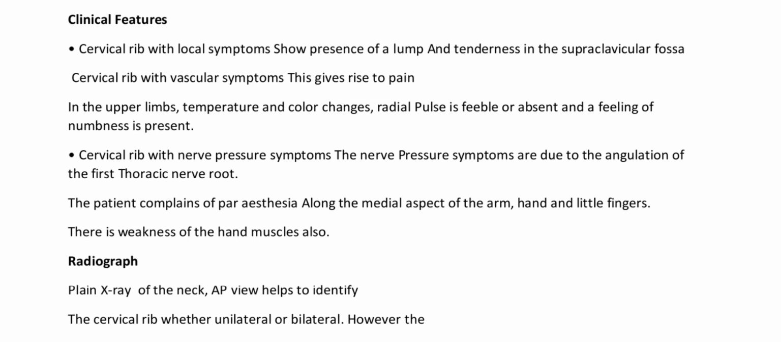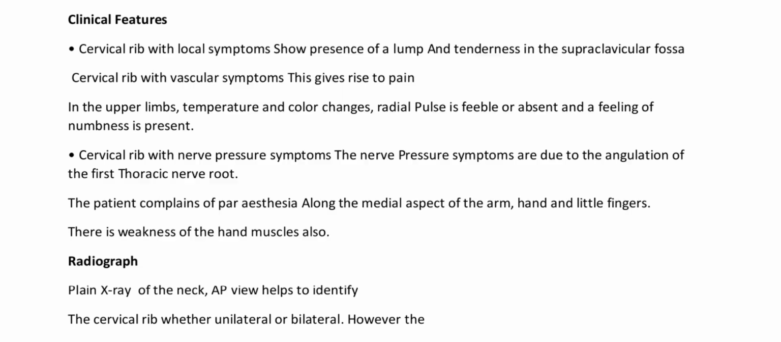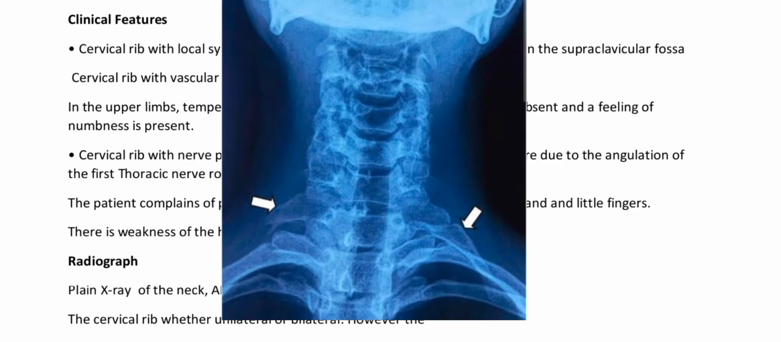So how can we diagnose it? Through radiograph. A plain X-ray of the neck or anteroposterior AP view helps to identify the cervical rib, whether unilateral or bilateral. However, the absence of a cervical rib shadow does not rule out the possibility of a rib, as a fibrous band is not usually visible in X-ray.